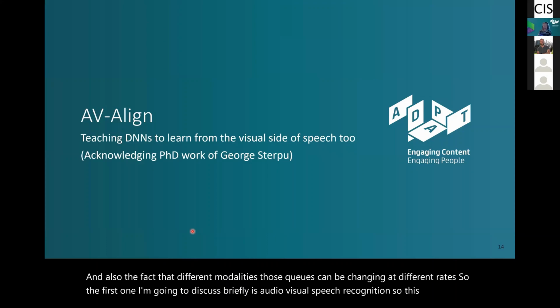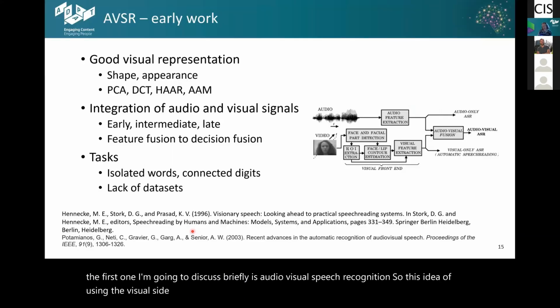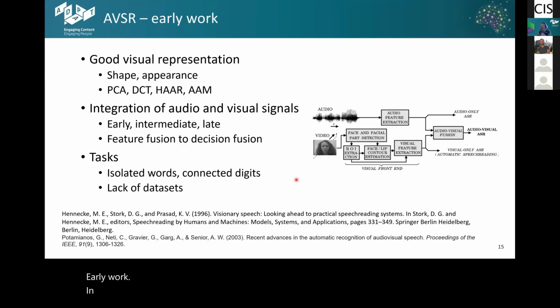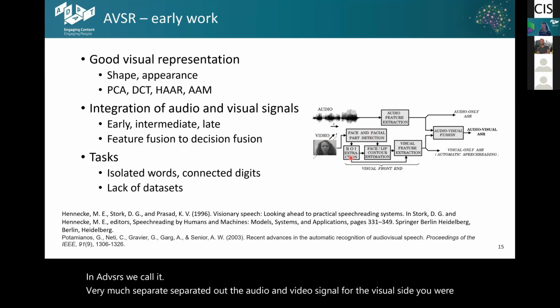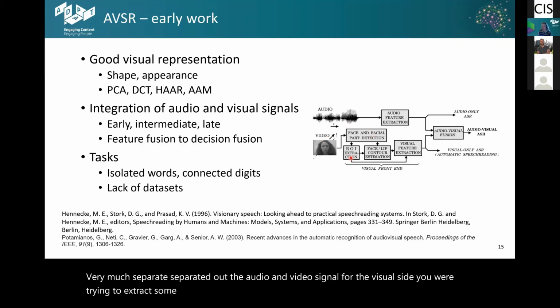Early work in AVSR, as we call it, very much separated out the audio and the video signal. For the visual side, you were trying to extract some region of interest, as they call it, an area around the mouth, and learn visual features from that, classically active appearance models or DCT, and then somehow fuse those into an acoustic model. And the tasks were quite simple at that stage.